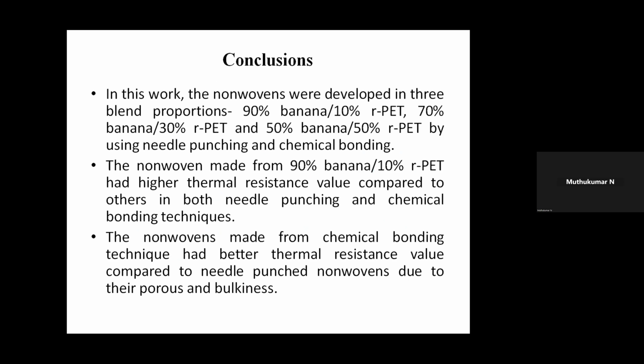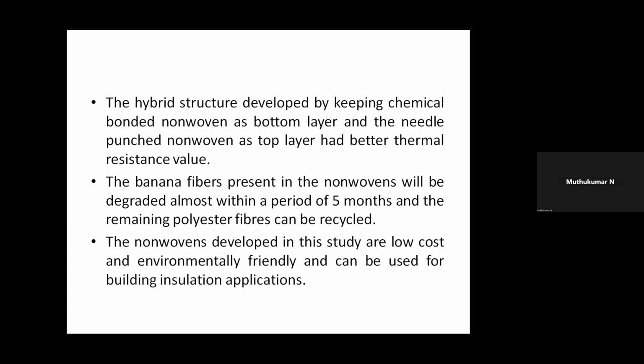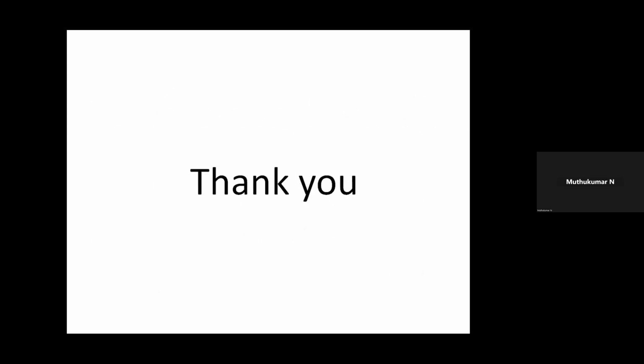It may be due to the porosity and bulkiness. The hybrid structure developed by keeping the chemical bonded nonwoven as the bottom layer and the needle punch nonwoven as the top layer had better thermal resistance value. The banana fiber present in the nonwoven will be degraded almost within a period of 5 months, and the remaining polyester fiber can be recycled. So the nonwovens developed in the study are low cost and environmentally friendly and can be used for building insulation applications. Thank you.